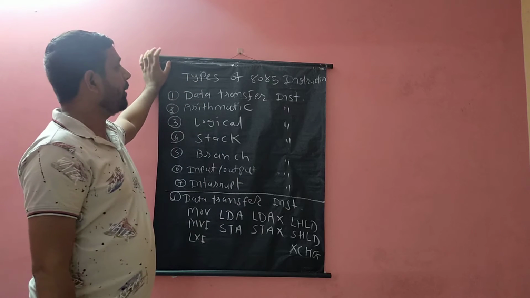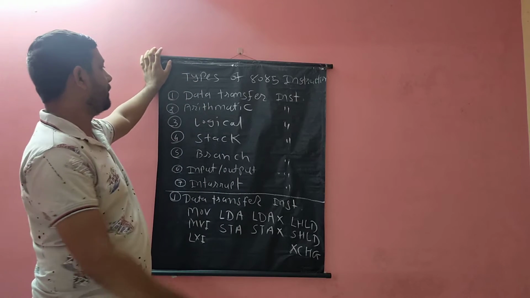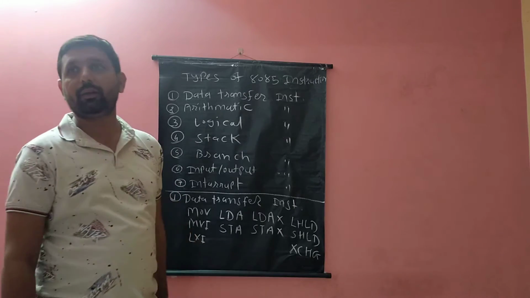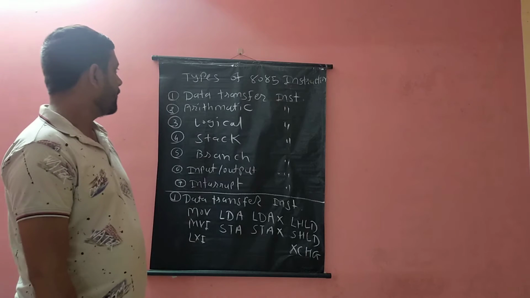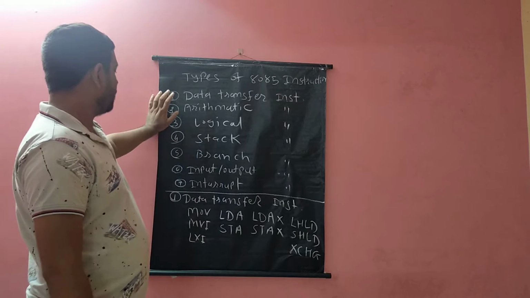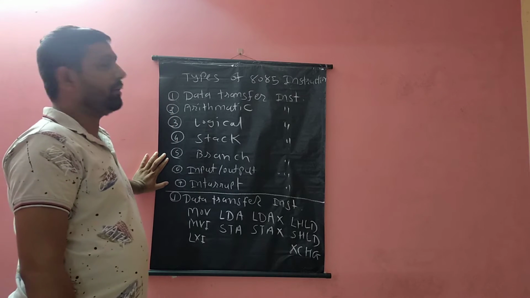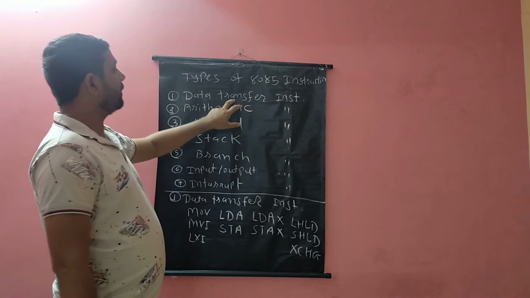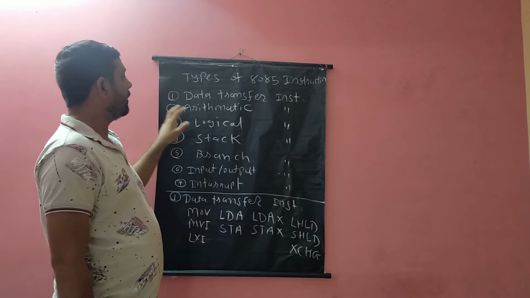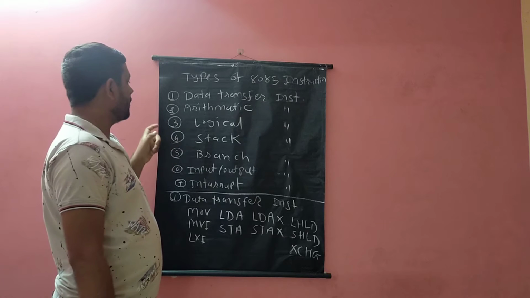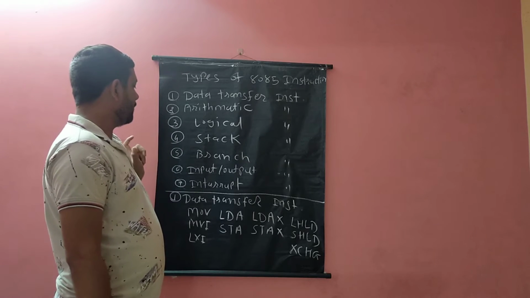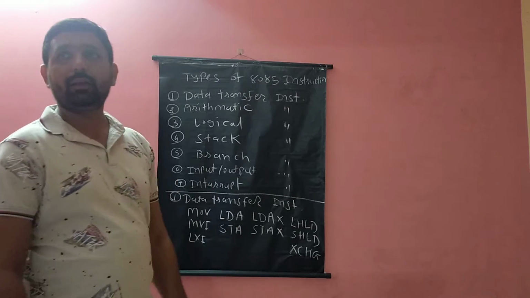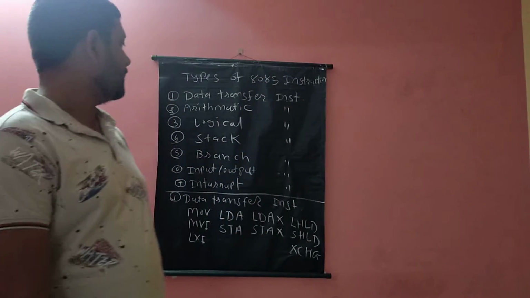Today we learn the types of 8085 instruction. These instructions are used in assembly language programs for different purposes. There are a total of seven types of instruction. First is data transfer instruction, second is arithmetic instruction, then logical instruction, stack instruction, branch instruction, input output instruction and interrupt instruction. In this chapter we learn the instructions one by one.